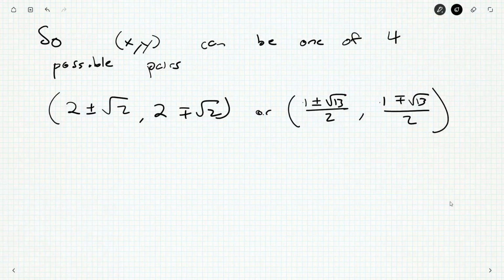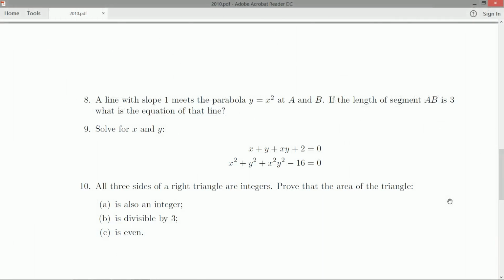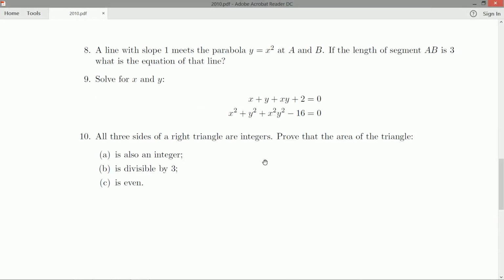A bit of a rough start there, but we got it in the end. And if we were better at factoring quartics, and no one really is, but if we were, we would have not had as much trouble with that one, or at least I wouldn't have.